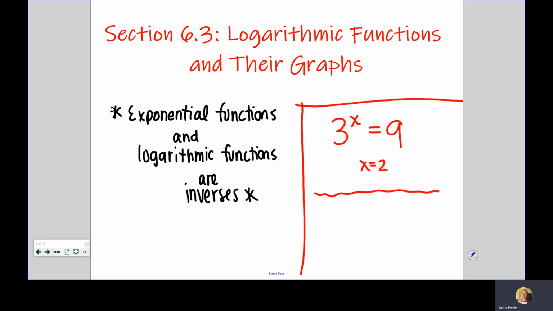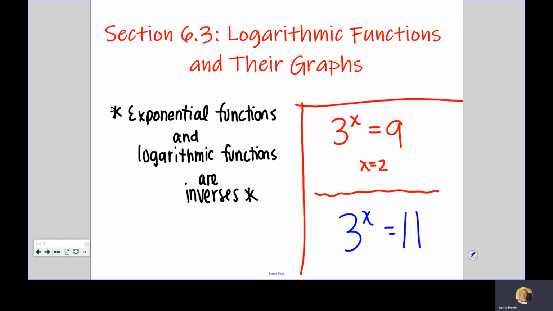But then you have exponential equations like this one, 3 to the x equals 11, that are not easy to solve. We can't solve this in our head. And that is the whole purpose of logarithmic functions, to help us solve equations like this. The reason they can do that is that exponential functions and logarithmic functions are inverses, which means they can undo each other.